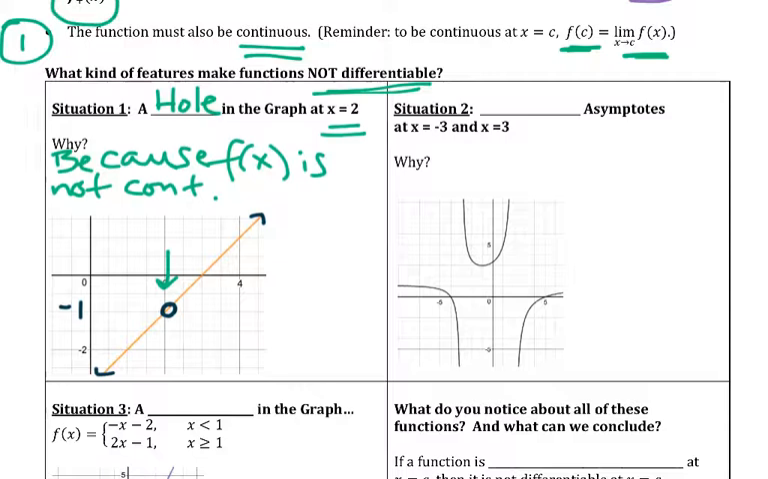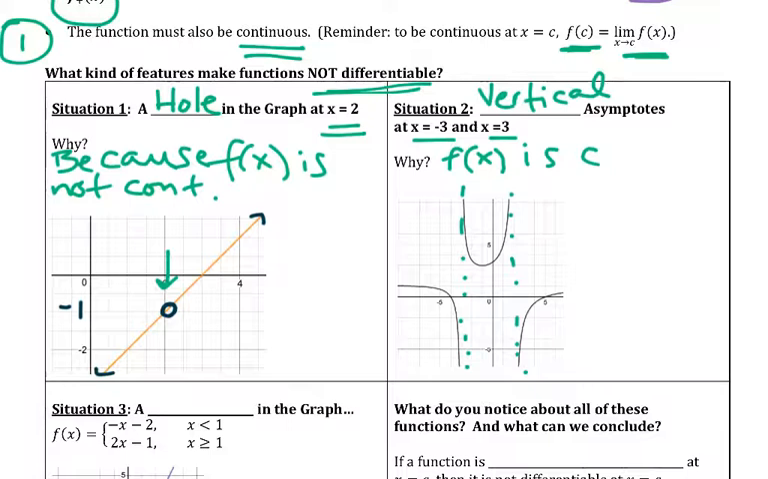The next situation we want to consider is vertical asymptotes. If you have a vertical asymptote, I'm going to draw this asymptote in, and this one in as well. Is our graph differentiable at x equals -3 and x equals +3? No, because f of x is not continuous.